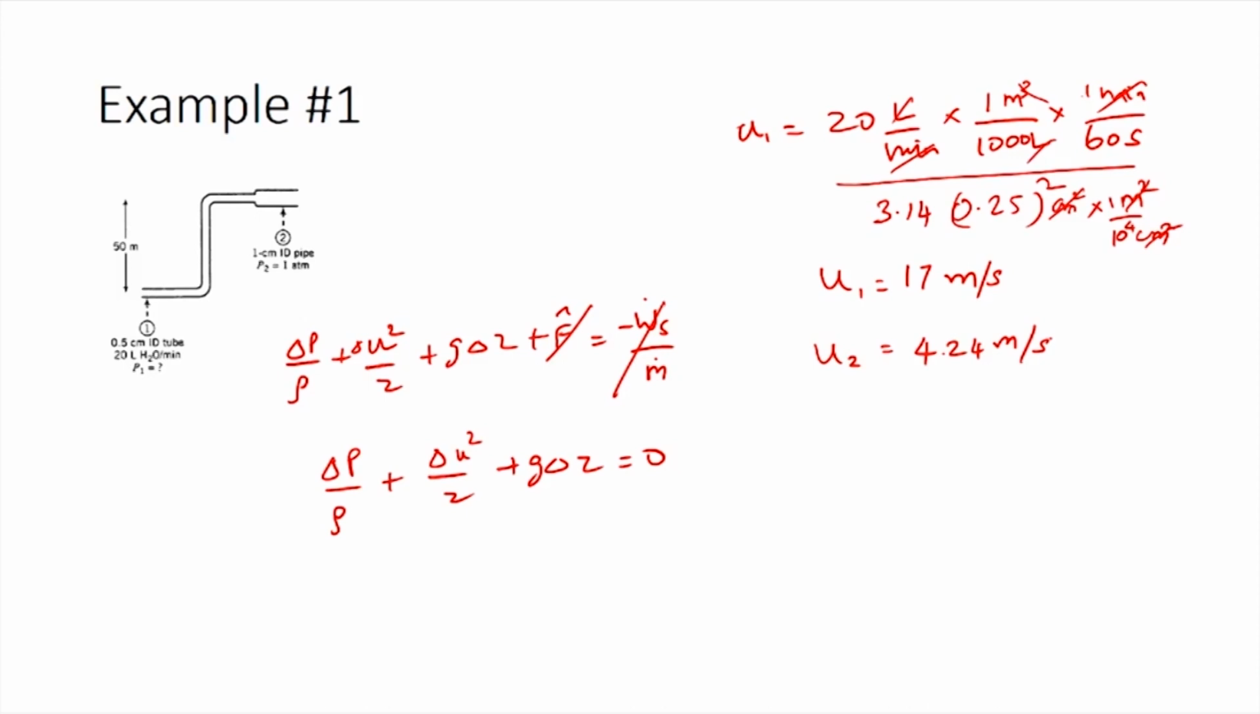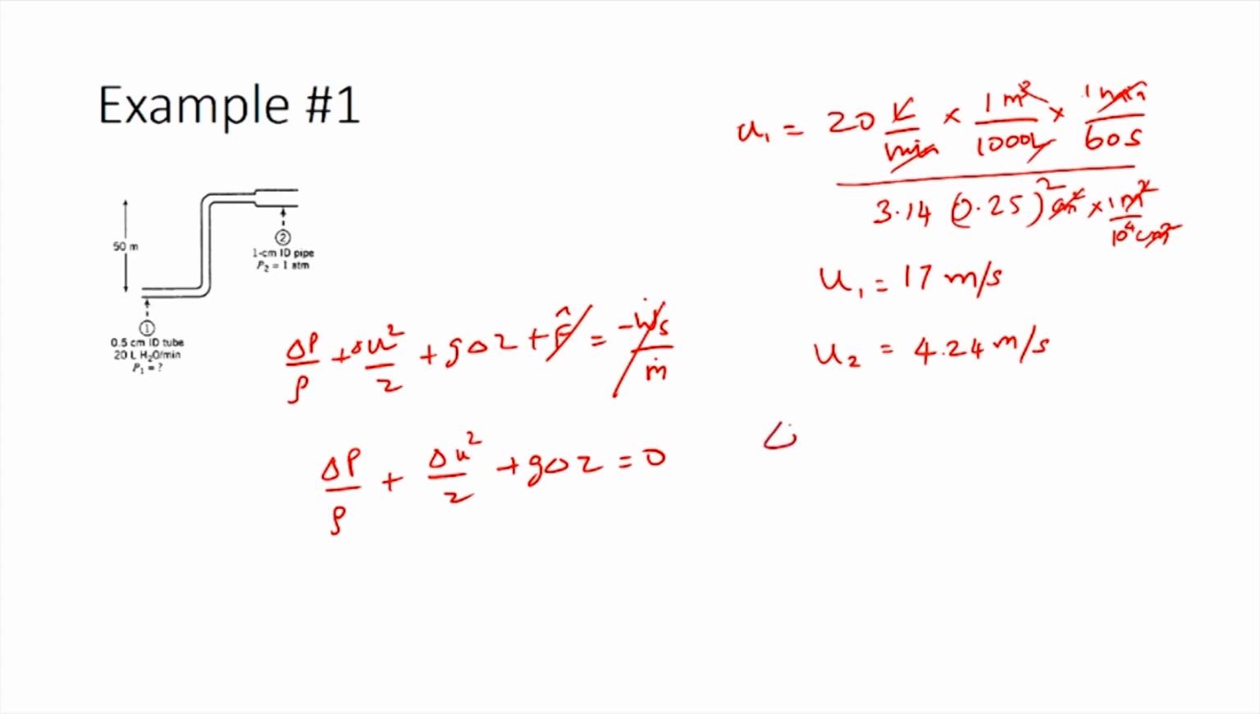What you see is the cross sectional area at point 2 is going to be 4 times the cross sectional area at point 1. This is because the radius at point 2 is twice the radius at point 1, which means the cross sectional area at point 2 will be 4 times the cross sectional area at point 1. This means the linear velocity will be 1/4 of the linear velocity at point 1. So, therefore, we get u2 equals 4.24 meters per second.